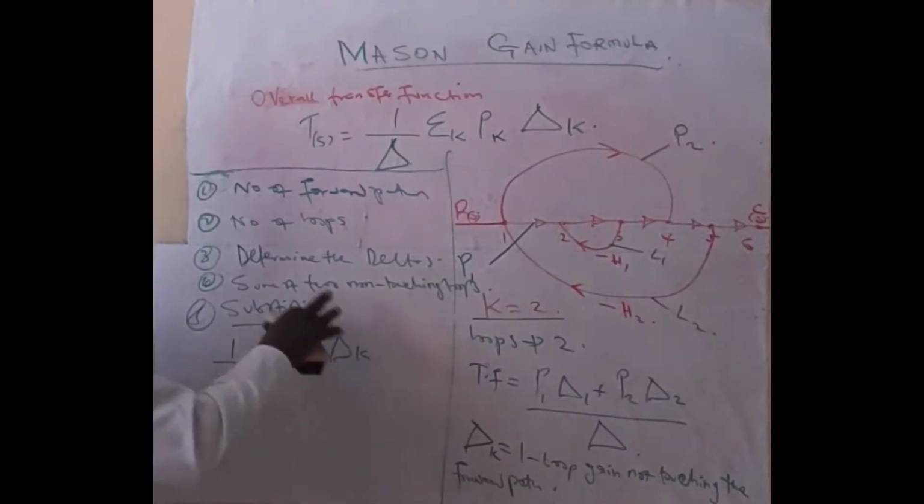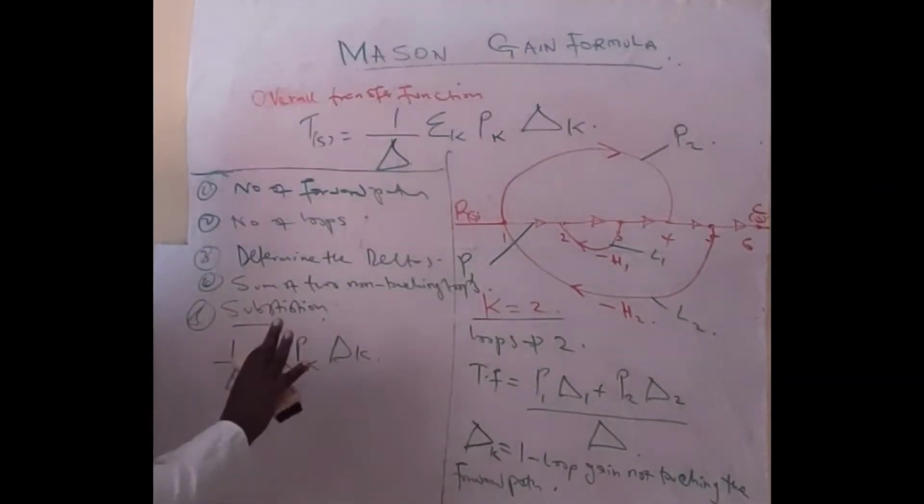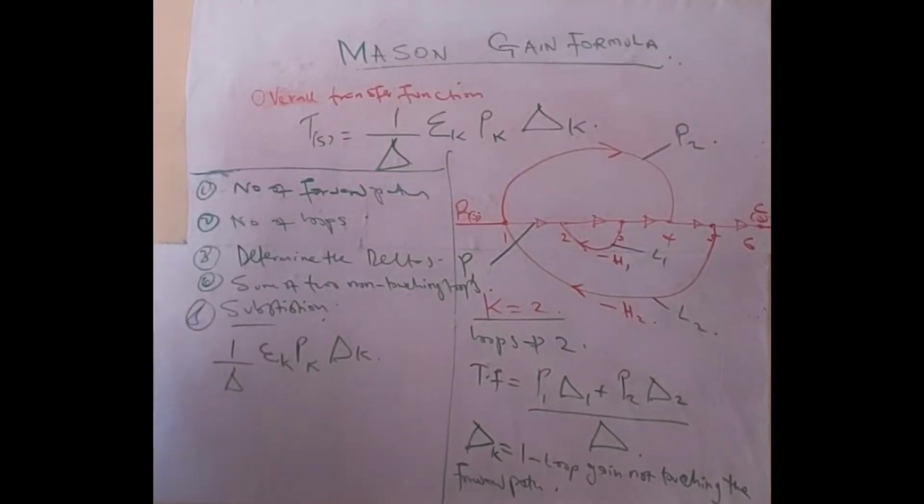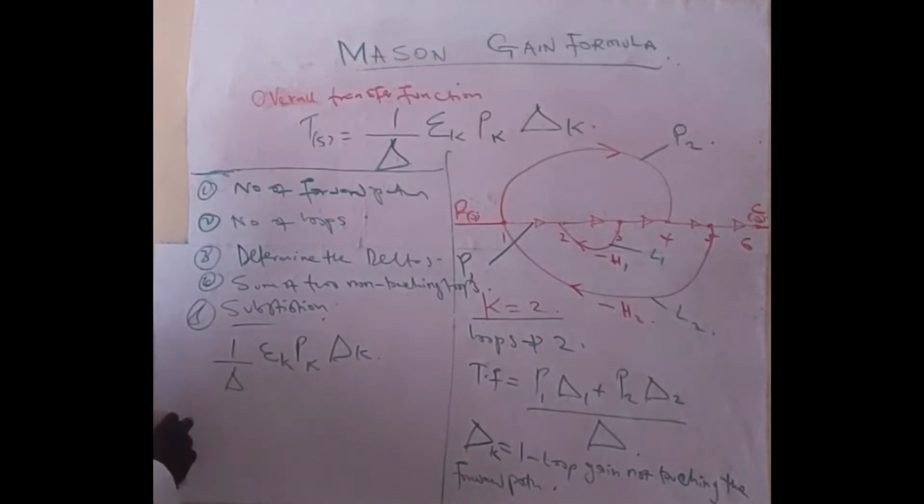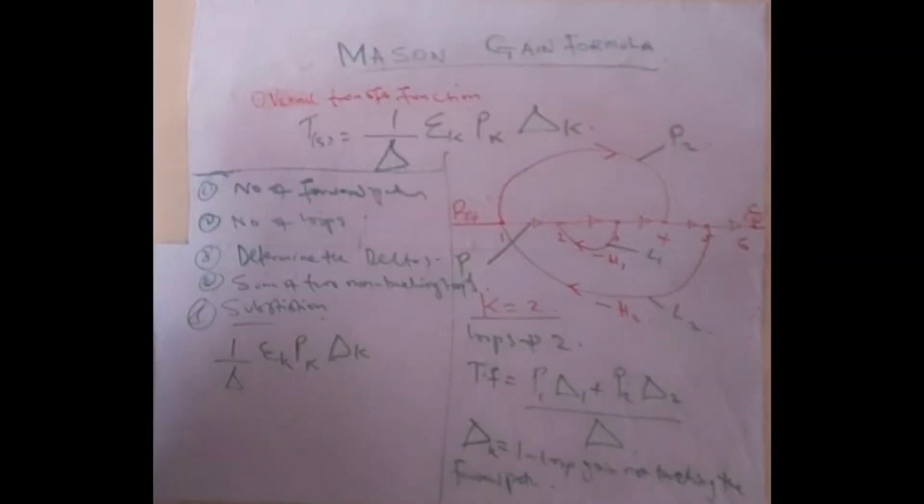Bear in mind that whenever you are given any signal flow graph and you are asked to determine the transfer function, first of all you consider how many forward paths and how many loops you have been given, and then you determine the deltas. Then you go to the sum of two non-touching loops, and in most cases also the three non-touching loops. After that, you do the substitutions using the Mason gain formula. So let's answer that question.